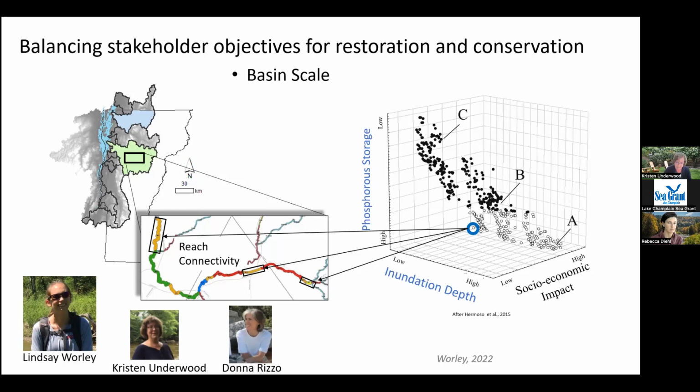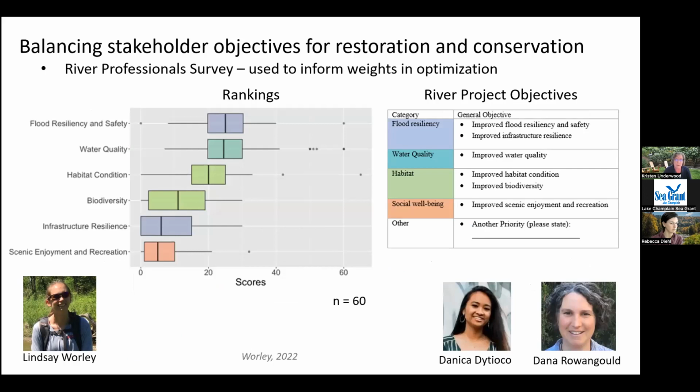In order to get a sense for what those stakeholder objectives are, we actually did a survey with the help of my colleague Dana Rowan-Gould in SEMS and her student Danica Didioko. And Lindsay, of course, we issued this river survey to 60 river professionals that work actively in the Lake Champlain Basin in Vermont, and to get a sense for how they ranked various river project objectives.